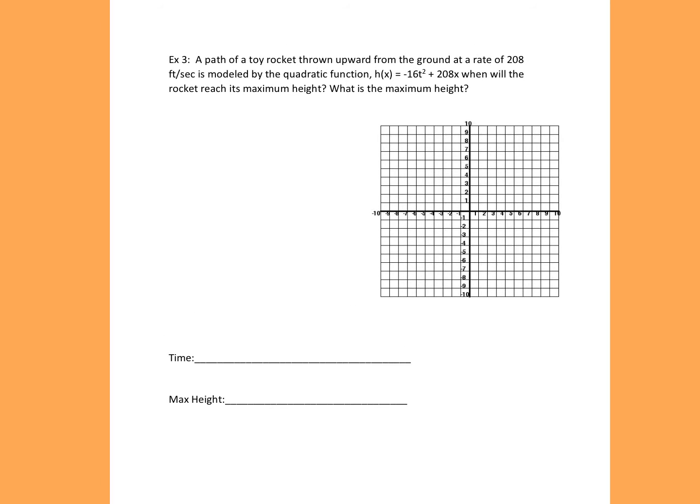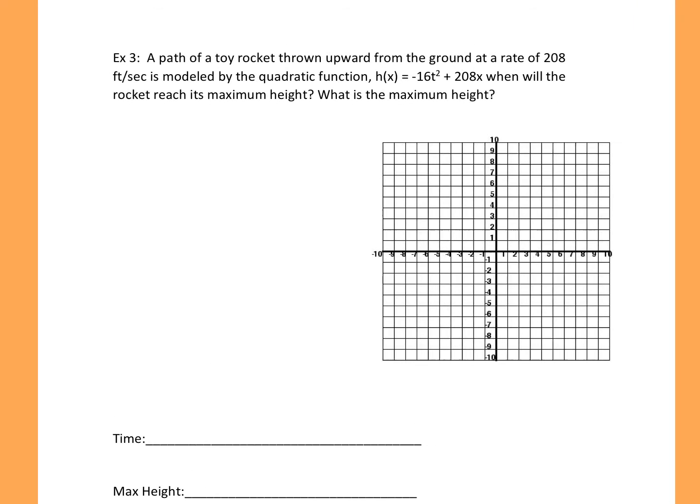Okay, cool. Example 3. I want you guys to work on this one by yourself, okay? I will tell you sometimes, like for instance on this question, it goes ahead and gives you the equation, so you don't have to worry about plugging it in. But I will tell you that this is another typo. I didn't make these notes. This should just be negative 16, whoops, sorry. H of t, not h of x, equals negative 16t squared plus 208t.